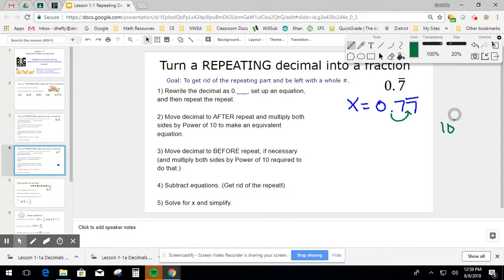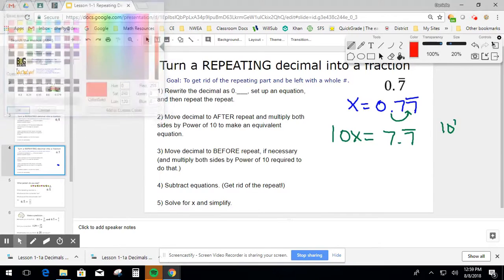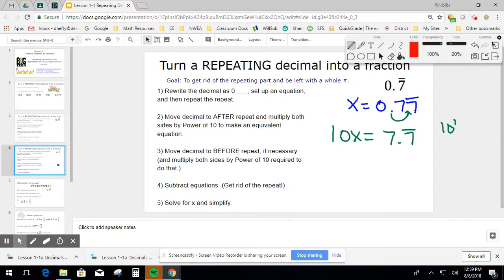That was 10 to the power of 1. So in order to make this an equivalent equation to what we had originally, I just need to multiply both sides by 10. So 10 times x is 10x. And we can see here when I move the decimal here, now I actually get 7.7 repeating. And then I'm ready for the next step. Step number 3, move the decimal to before the repeat.